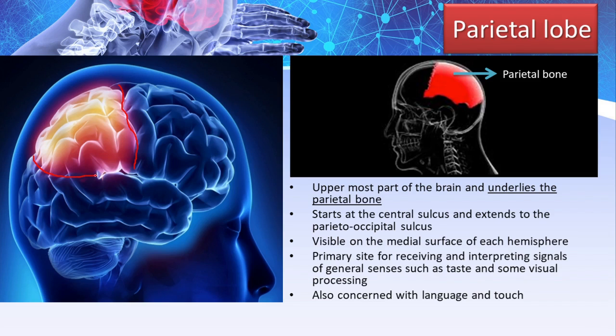And the parietal lobe is visible on the medial surface of each hemisphere. It is located on the upper side of each hemisphere. It is the primary site for receiving and interpreting signals of general senses such as taste, and some of the visual processing is also done in the parietal lobe. The parietal lobe is also concerned with language and touch.